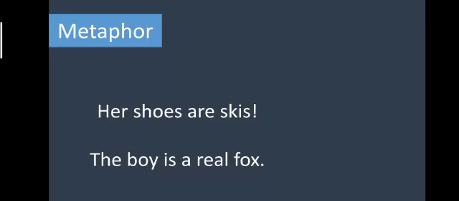For example, her shoes are skis. So here the poet is comparing her shoes to the skis, which is a wooden board that you use to slide over snow, and this is a different thing from the shoes itself. Okay, so the poet here didn't use as or like, so this is metaphor, this is not simile.